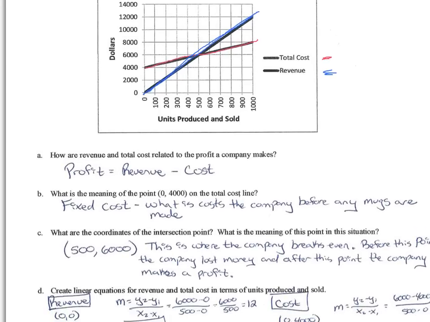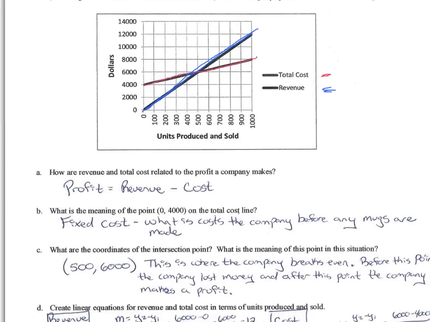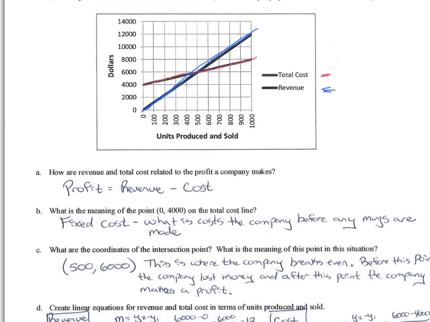Letter A, how are revenue and cost related to the profit the company makes? Profit is the money that you actually make. Revenue is the money you bring in. Cost is the money it costs you to make the item. So to get the profit, it's equal to the revenue minus the cost.